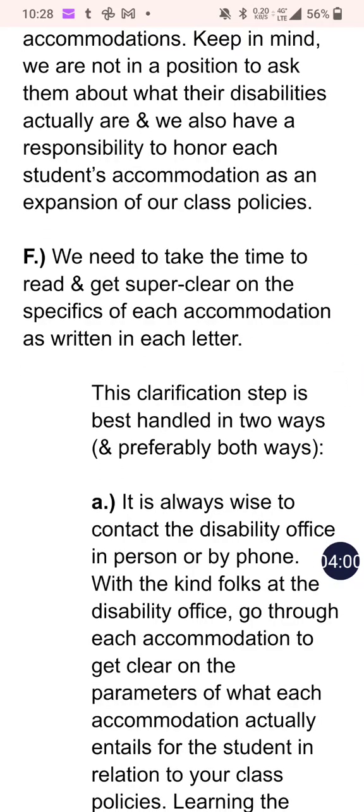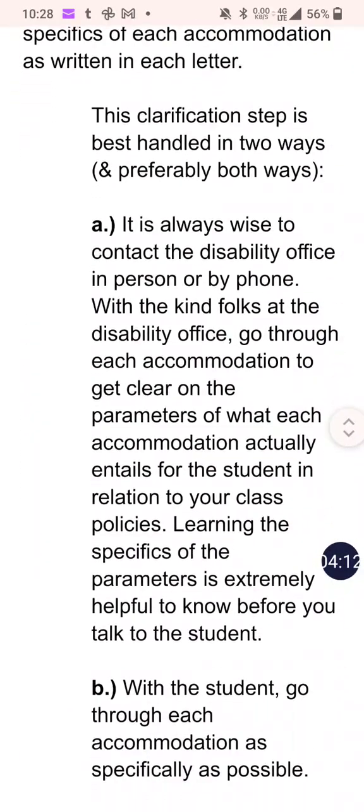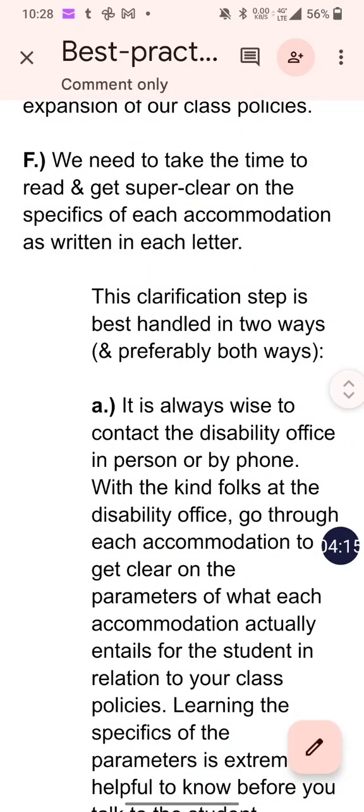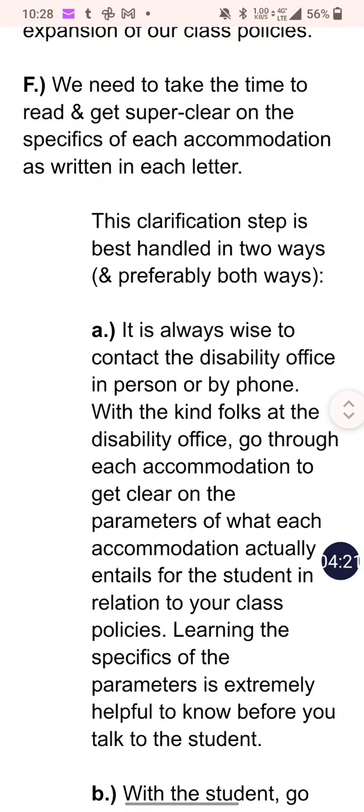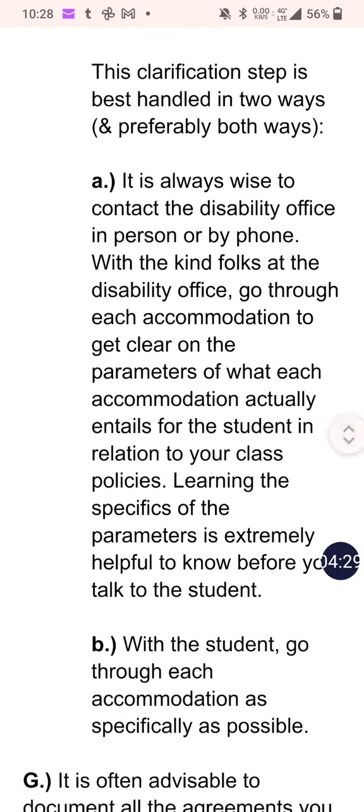We need to take the time to get super clear on the specifics of each accommodation as written in each letter. This step is something we need to be clear on as we're talking to the disability office or to each student. This clarification is best handled in two ways, preferably both. With A here, this step is not necessary in every single case, although it is helpful if you're not familiar with what's going on in terms of each accommodation.